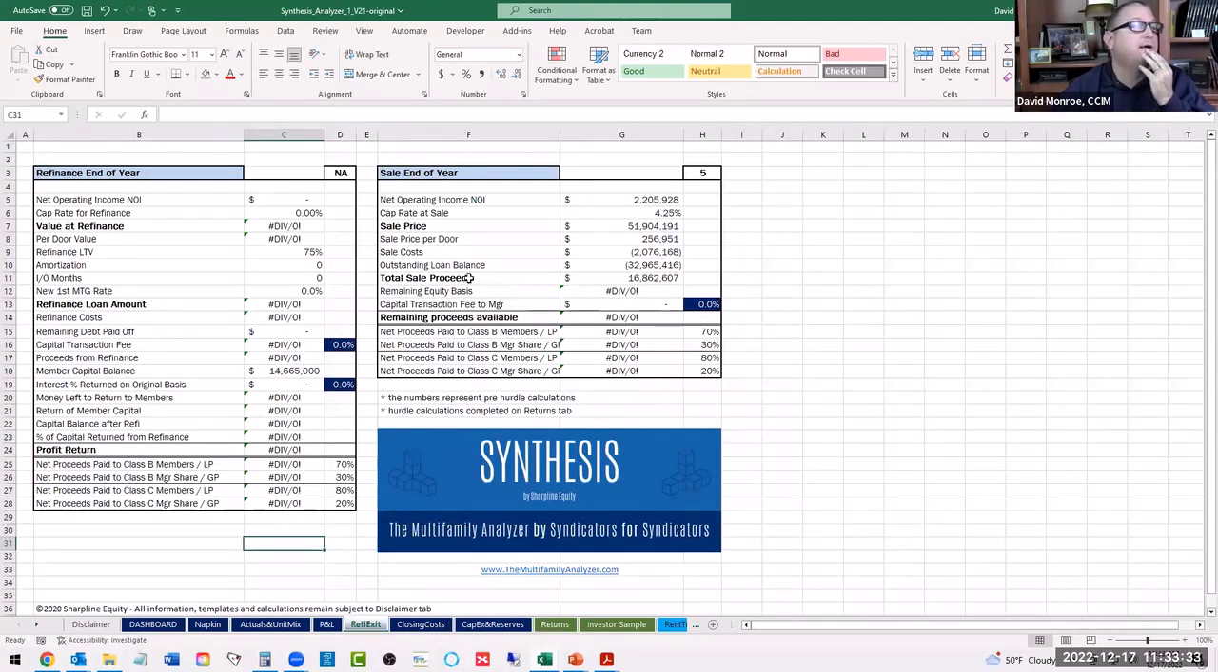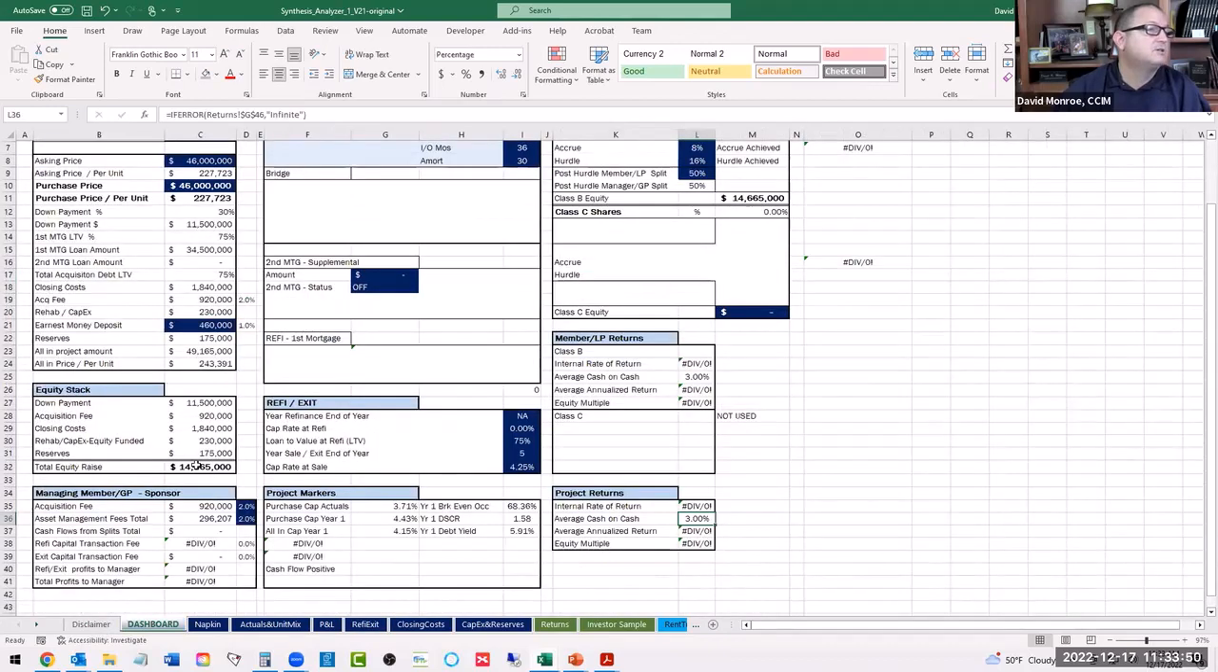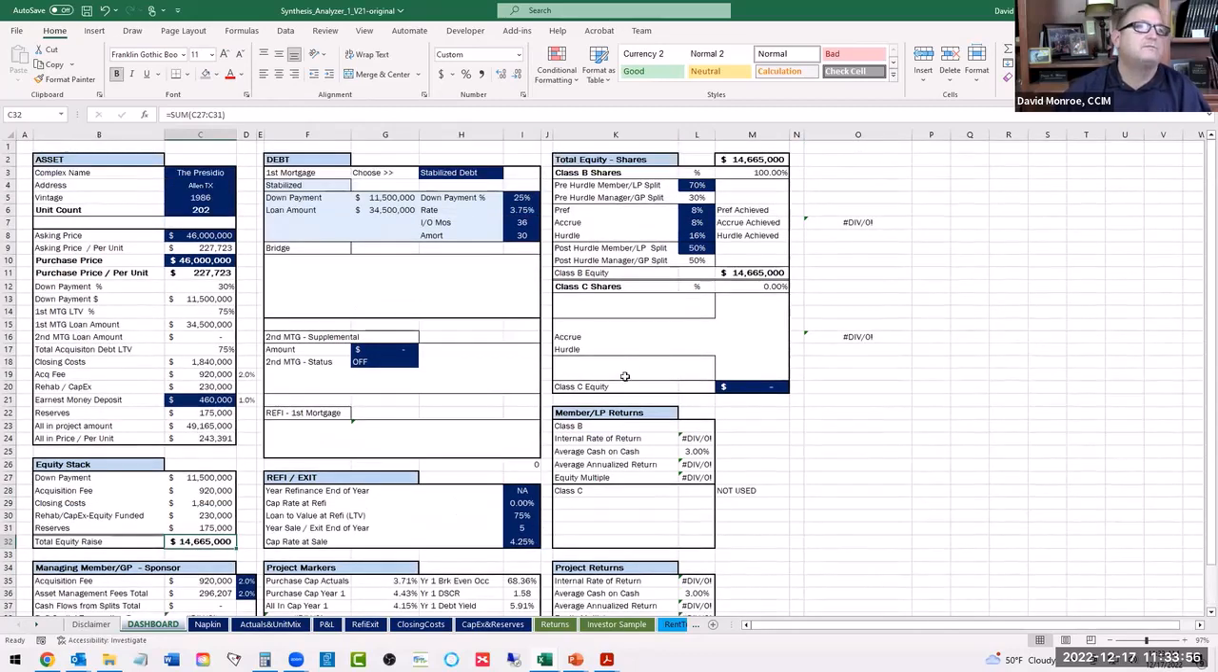What's our sale price? Total sale proceeds of 16,862. We can sell at 51. We bought at 46. That's not very good. Total sales of 16,862, and we owe the investors 14,665. So not a very good return on capital. You guys seen all this information?